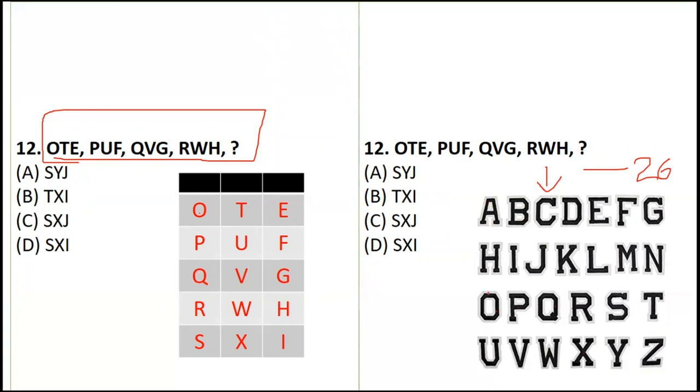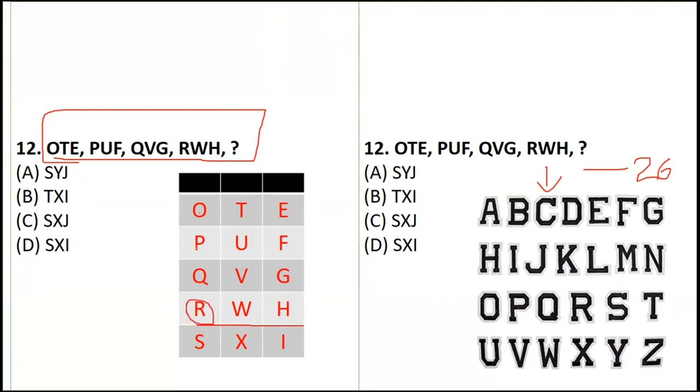Let's see Q. After Q we have V, 1, 2, 3, 4, okay, this works. And then G, so there should be a gap of 10, 1, 2, 3, 4, 5, 6, 7, 8, 9, 10. Now R. After R we have W, 1, 2, 3, 4, fifth. And W, then H, 1, 2, 3, 4, 5, 6, 7, 8, 9, 10. Still it is coming the same, but there is no connection yet.